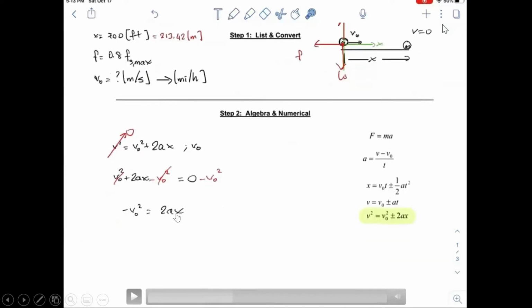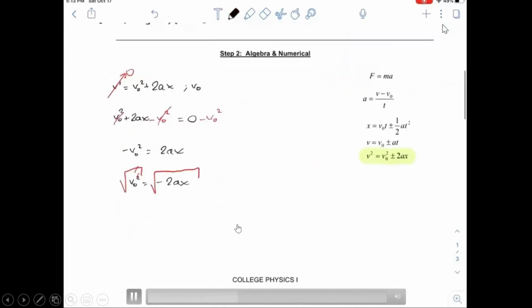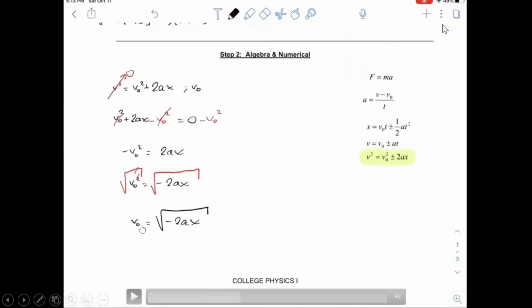I decided to move things around. All right, so get rid of the minus sign, right? Multiplying both sides by the minus sign, and then take the square root of both sides. That's it. All right, so that's the initial speed. We know what x is, so it's going to be, what, 700 feet.